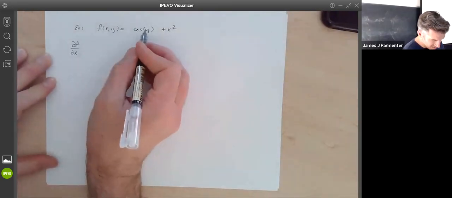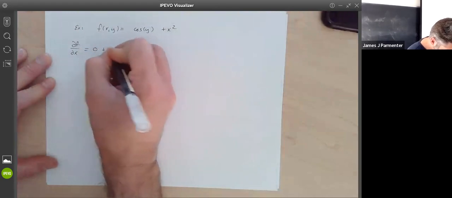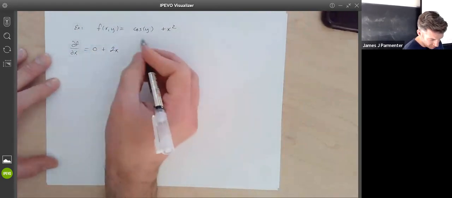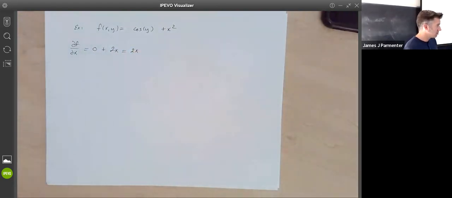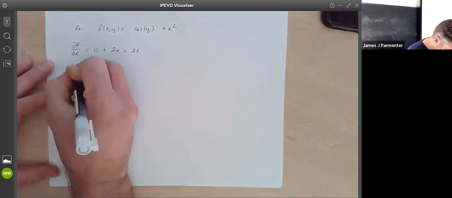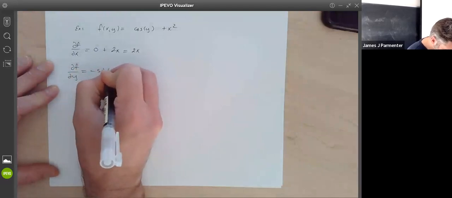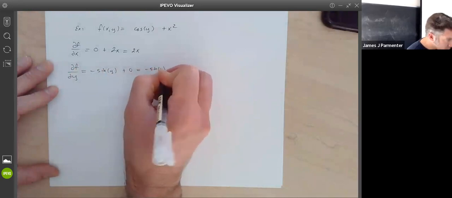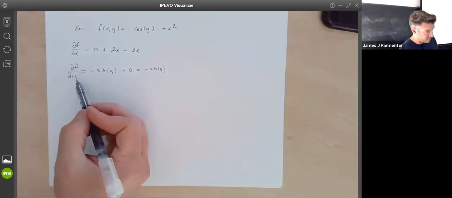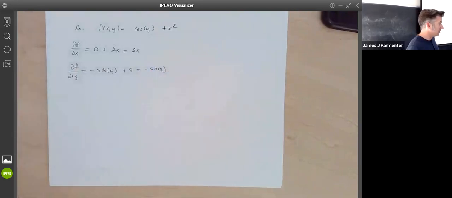So the derivative of this with respect to x is going to be 0 plus 2x, because cosine of y is a constant as far as x is concerned. There are no x's in it. On the other hand, del f del y is going to be negative sine of y plus 0, because as far as the variable y is concerned, x squared is a constant and its derivative is 0.